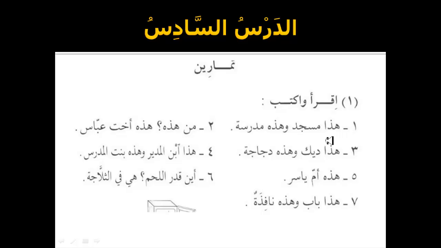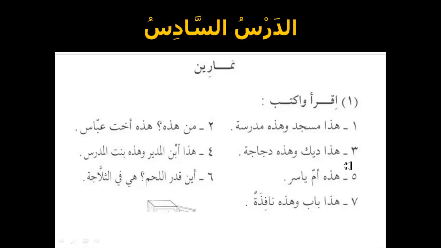Number one, hada masjidun wa hadihi madrasatun. All right, here we have, this is a masjid. This is a mosque, okay, and hadihi madrasa. So this is a school. Notice the ending here, and notice the ismu ishara, to change from masculine to feminine. Number two, رقم اثنين, من هذه أخت عباس. This, من هذه. So who is this? And this is, we're talking about a female. So this is Abbas's sister.